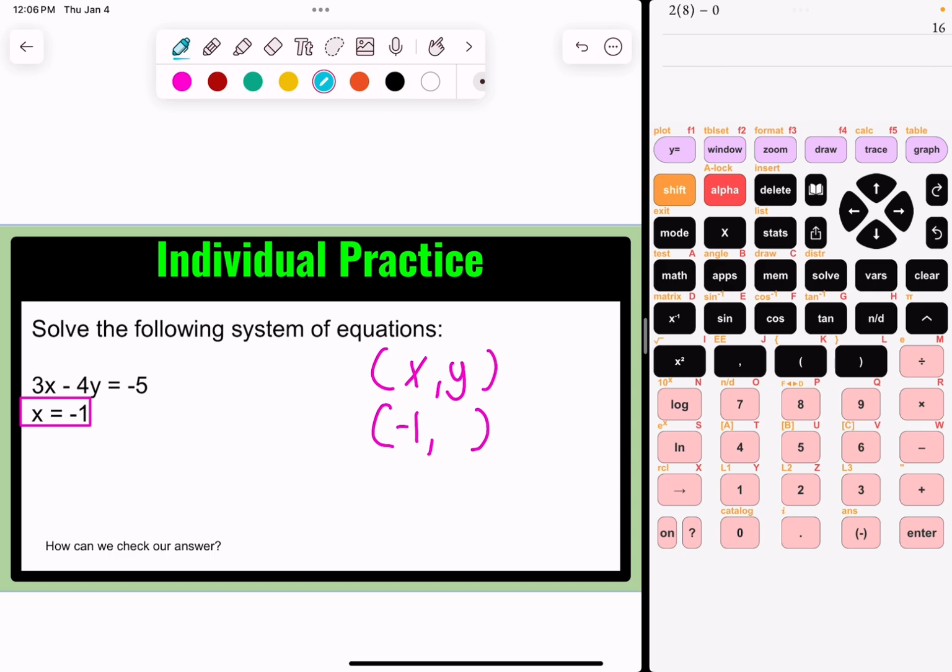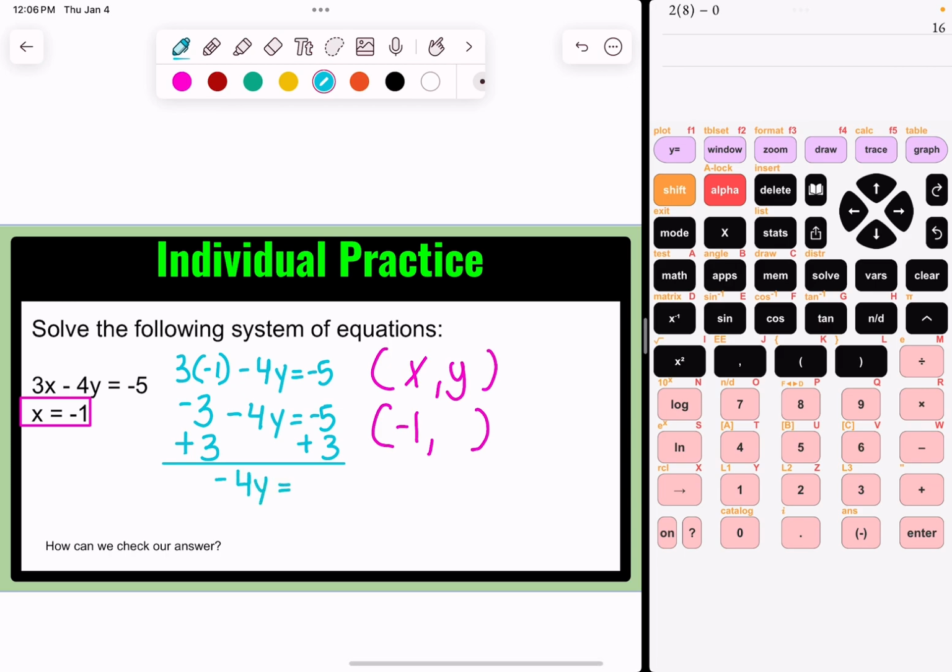So we would rewrite equation 3. Instead of x, I'm going to replace it with the negative 1: 3 times negative 1 minus 4y equals negative 5. 3 times negative 1 is negative 3, bring down the negative 4y equals negative 5. Now I don't want the minus 3, so I'm going to add 3 to both sides. I will get negative 4y equals negative 2. Divide both sides by negative 4. I get y equals 1/2.